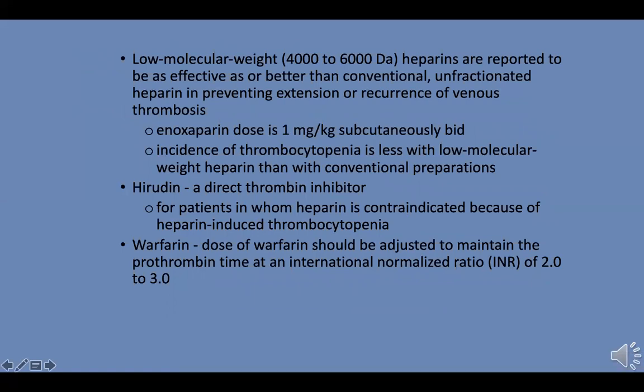Low molecular weight heparins are reported to be as effective or may even be better than the conventional unfractionated heparin in preventing extension or recurrence of venous thrombosis. You can give enoxaparin at a dose of 1 mg per kilogram given subcutaneously twice daily. The incidence of thrombocytopenia is less with low molecular weight heparins than with unfractionated heparin. Hirudin, which is a direct thrombin inhibitor, can also be given for patients in whom heparin is contraindicated because of heparin-induced thrombocytopenia. Warfarin, at a dose to be adjusted to maintain the INR of 2 to 3, can also be given.